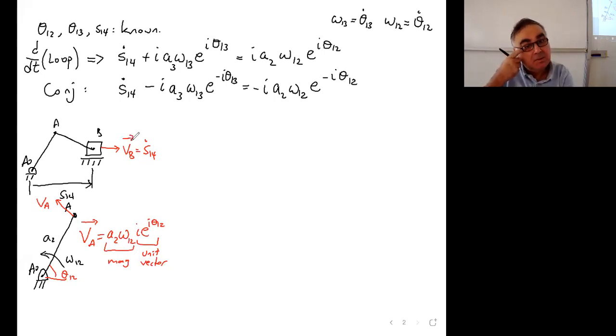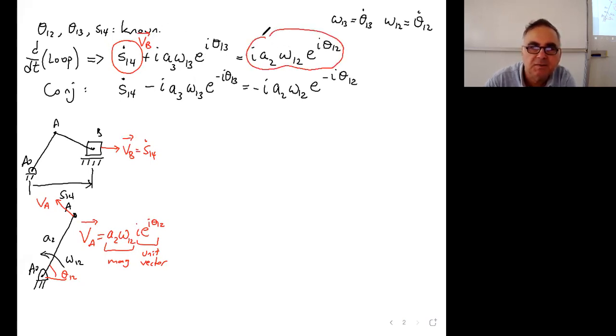Okay, so this part we say is VB. This part we say is VA. But what is this part? It is I omega 3 e to the I theta 1 3. Well, try to remember it from dynamics. That part is the relative velocity of B with respect to A. It is something like this.